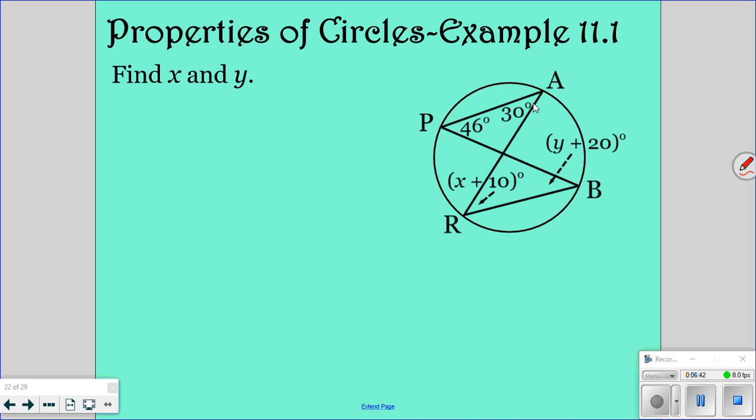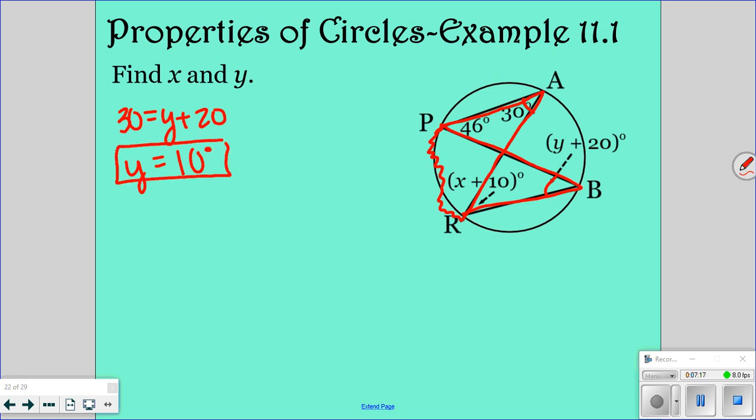I'm going to start off by using this 30-degree angle. It's an inscribed angle, and its intercepted arc is right here. The other inscribed angle that has the same intercepted arc is right here. And so that means that this angle has to equal this angle. So 30 degrees has to equal y plus 20, which means that y is going to equal 10 degrees.